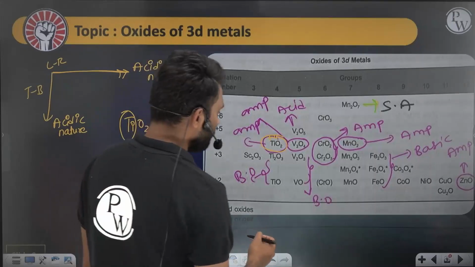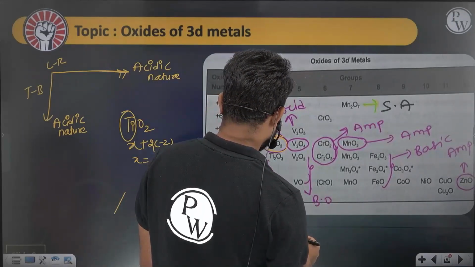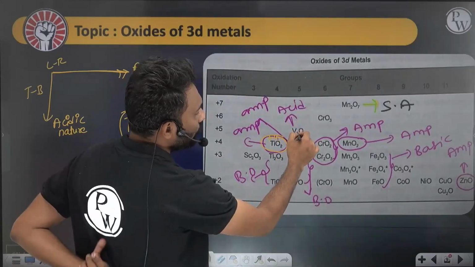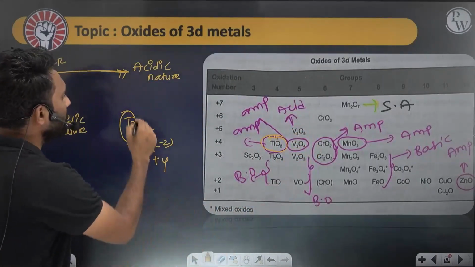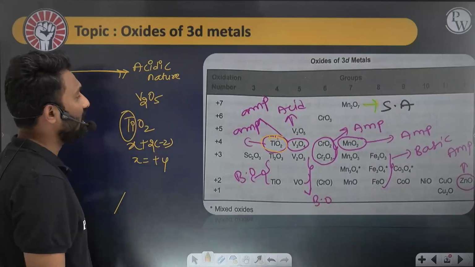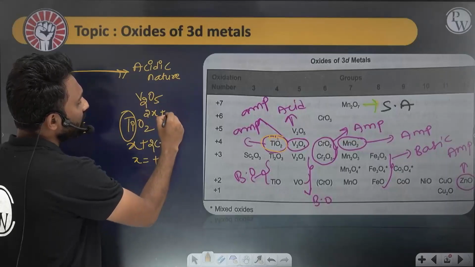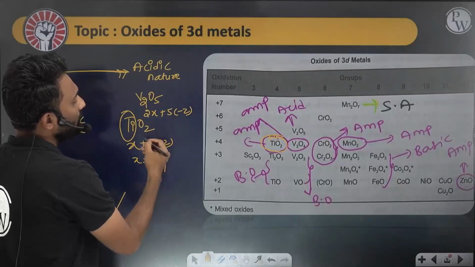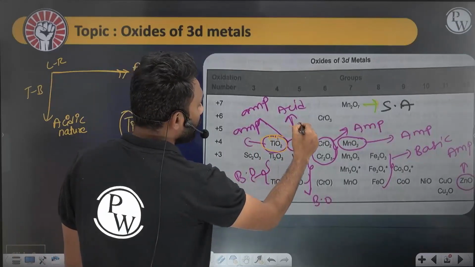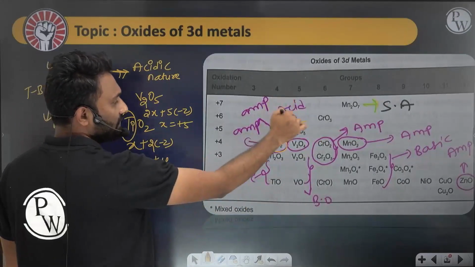Now look here. Vanadium pentoxide is acting as an acid. Why? Vanadium is x, 2x plus oxygen 5 into -2, so x is equal to +5. Here it has the higher oxidation state. That's the reason it is acting as an acid.